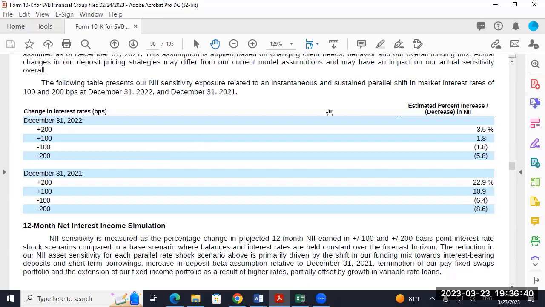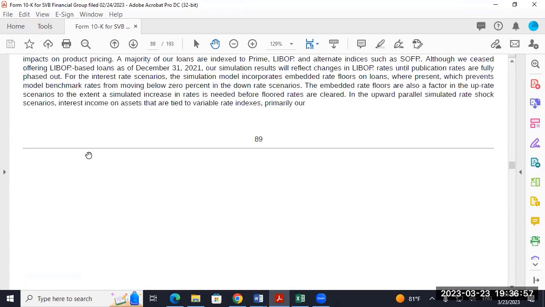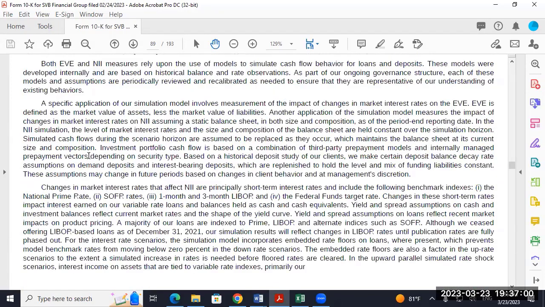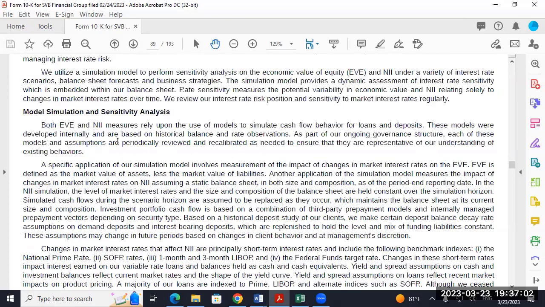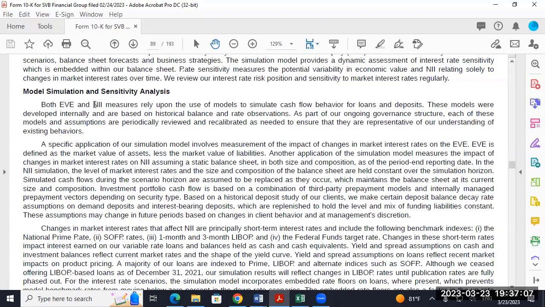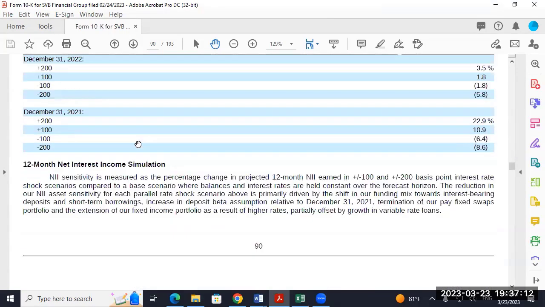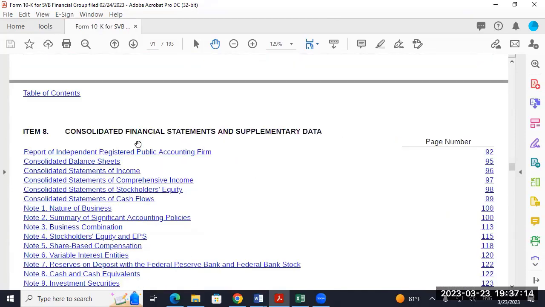But all they're looking at here is the net interest income. That interest income is not as sensitive to changes in rates as the economic value of the bank, and that's what destroyed them, was the economic value of the bank. And they don't even show that. They talk about it. It's in their discussion, and they say they run scenarios on it, but they don't provide the information. So model simulations. They don't give us EVE. They give us NII. But just not much information at all, and that's it.